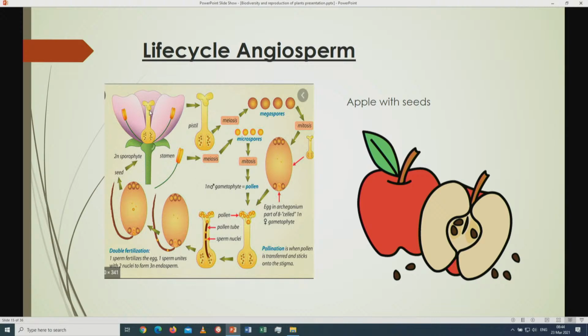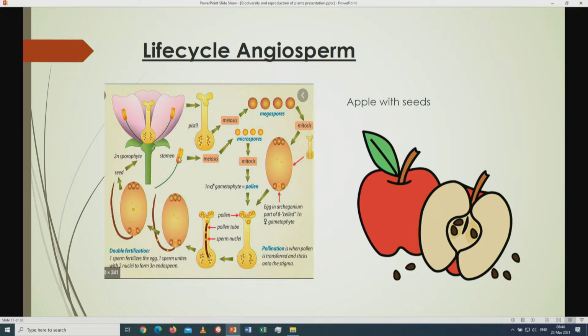So here I have now a flower that shows all the details, an anther that produces the pollen, which, as I said, the pollen grains are the male gametophyte. And then here we have the female part of a flower. Here I have an ovary. Inside the ovary we get the ovules. And then the ovules are the female gametophyte.